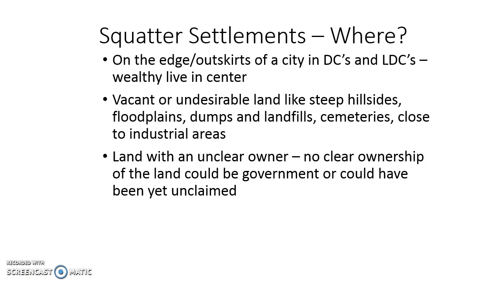So where do they form? They form on the edge, the outskirts of a city in DCs and LDCs. The wealthy people tend to live in the center. The poor live on the edge, the outskirts. They tend to live on the most undesirable land. It's usually vacant at first, but then they build very rapidly on this land. It tends to be in undesirable areas like very steep hillsides, floodplains, dumps, landfills, cemeteries, or close to industrial areas.